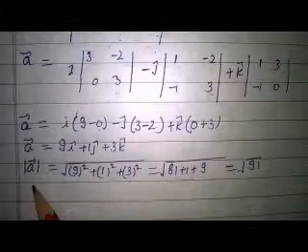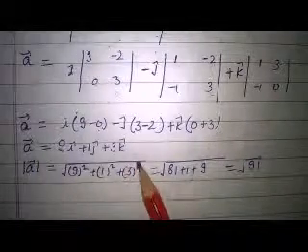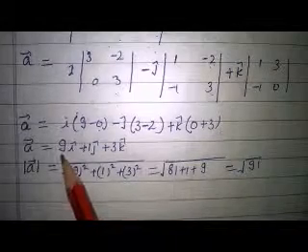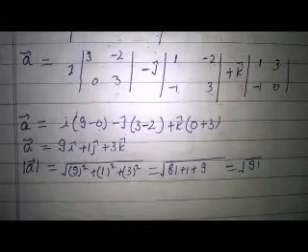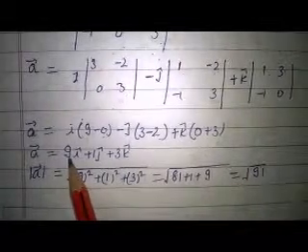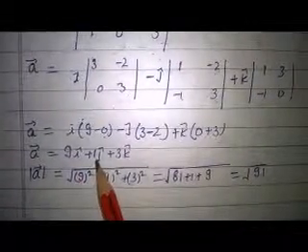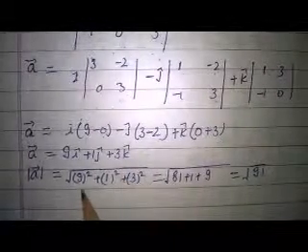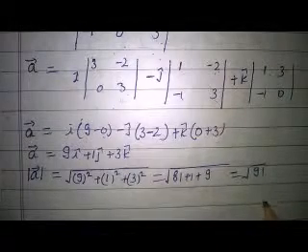We find the magnitude of the vector by the square root of the sum of the square of the coefficient of i cap, the square of the coefficient of j cap, and the square of the coefficient of k cap. Solving this, we get 9 square is equal to 81, 1 square is equal to 1, 3 square is 9. On solving this, we get square root of 91.